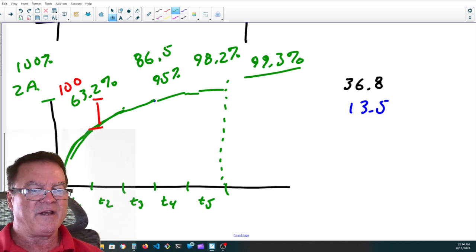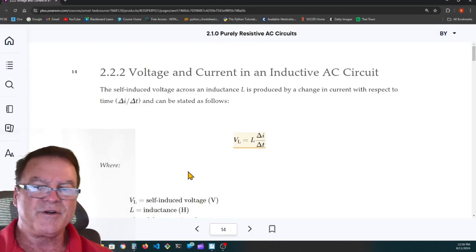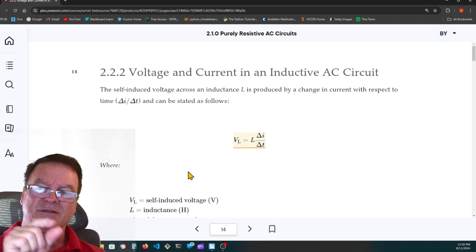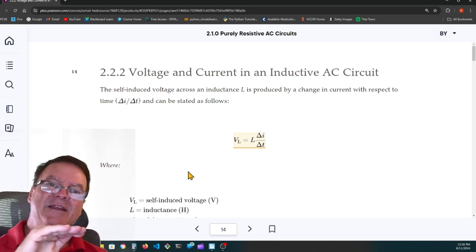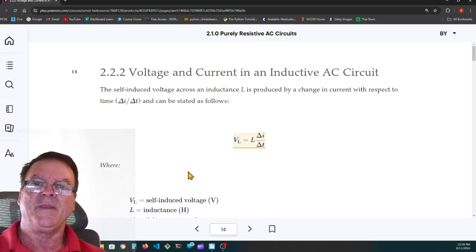Well, here's the funny thing about it. You can never fully charge nor discharge a capacitor or an inductor because you're always getting 63.2% of what's left. So it just keeps going on ad infinitum. You get 63.2% plus 63.2% of what was left plus 63.2% of what was left. And you keep getting closer and closer to 100%, but you never quite get there.